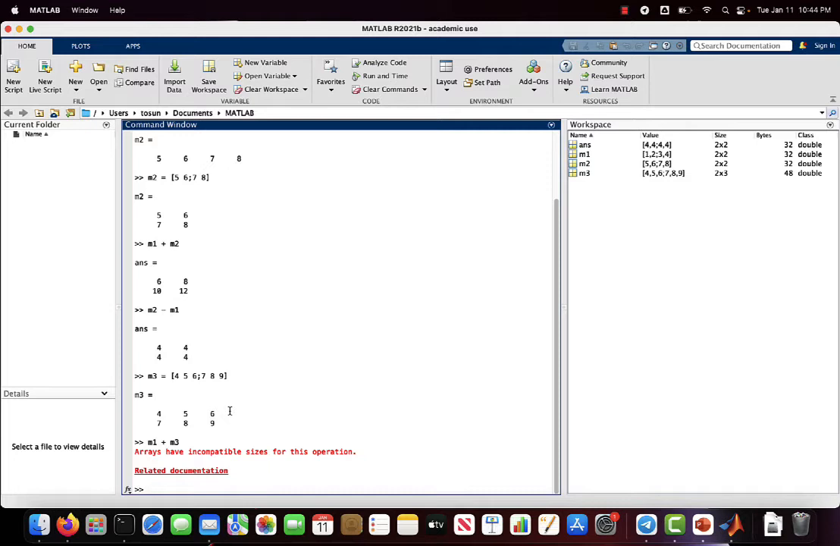Why? Because if you want to add two matrices, their size should be the same. As you can see here, the error says arrays have incompatible size for this operation because they need to be the same, like M1 and M2.